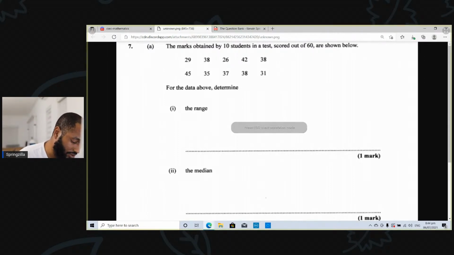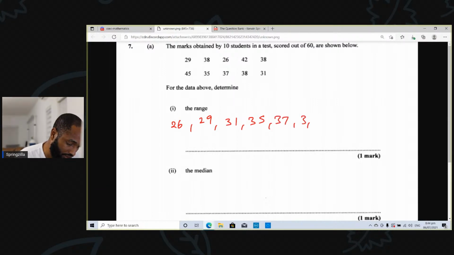So we have 26, 29, 31, 35, 37, 38, 42, and 45.